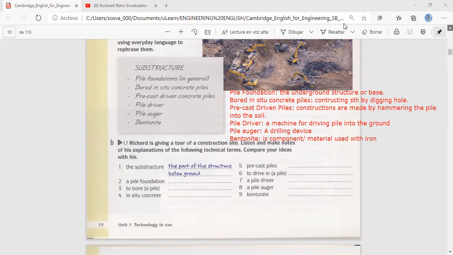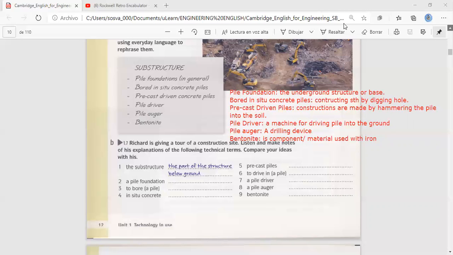As you can see, we've started work on the substructure. In other words, the part of the structure that's below ground level. Right. See there. The foundations are concrete piles. Basically, a pile is a column going down into the ground. And we're using what we call bored in situ concrete. In other words, we bore or drill a hole in the ground and concrete's poured in situ, which means it's actually poured on the construction site in its final position.